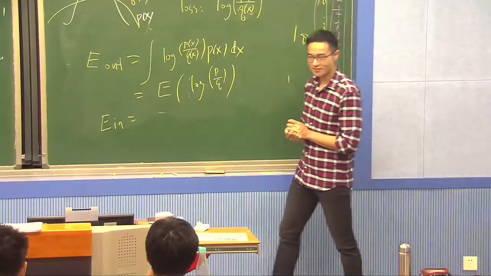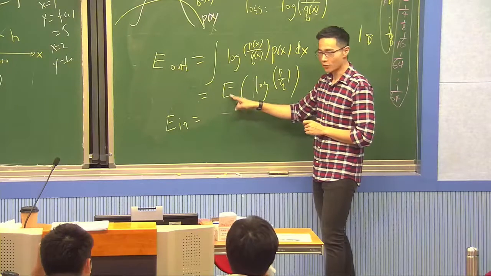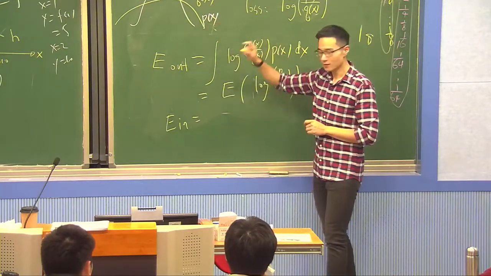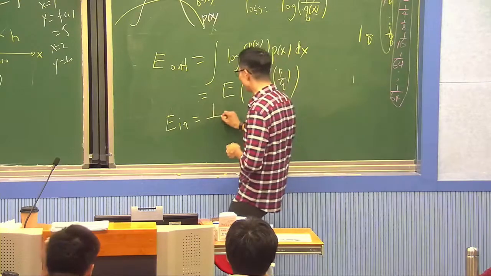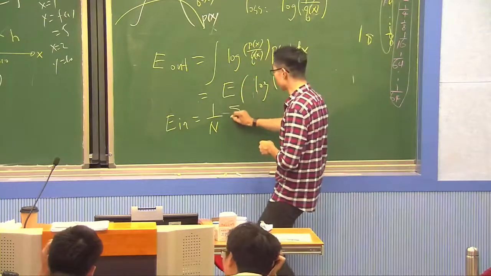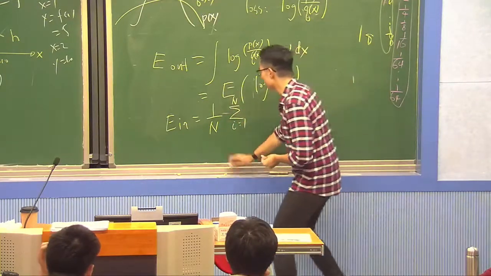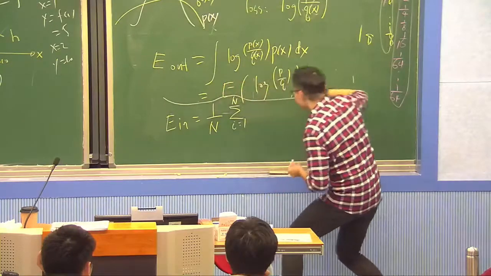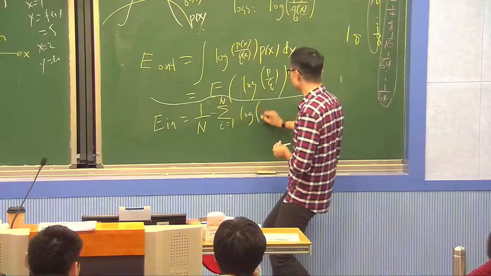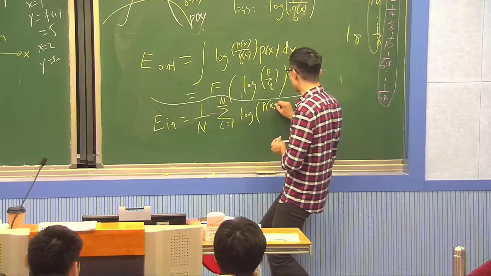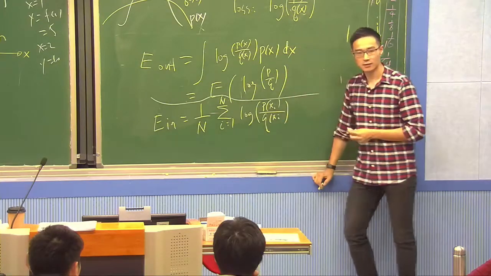It's also very simple. Out-of-sample error is the expectation, which is over the underlying true distribution. In-sample, we just replace it with the average. So 1 over n, summation, i from 1 to n, over our observed data points. Then we have log p(xi) divided by q(xi), correct?